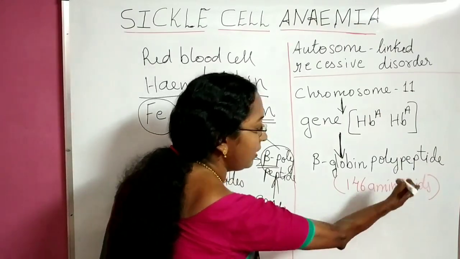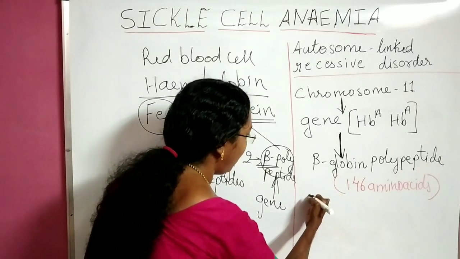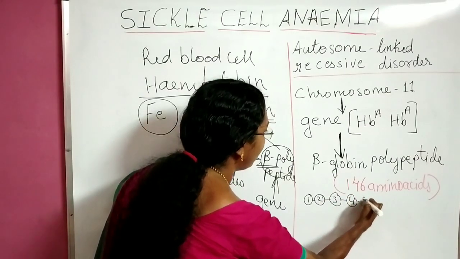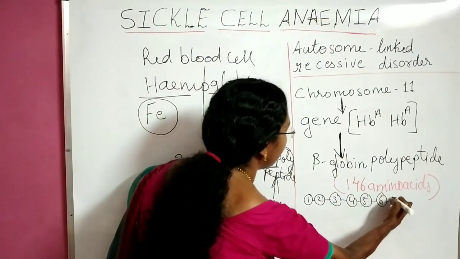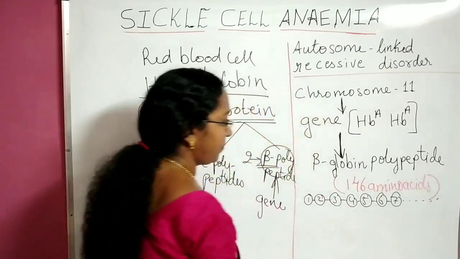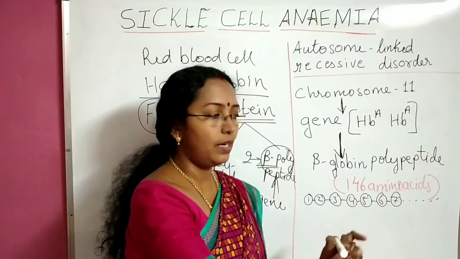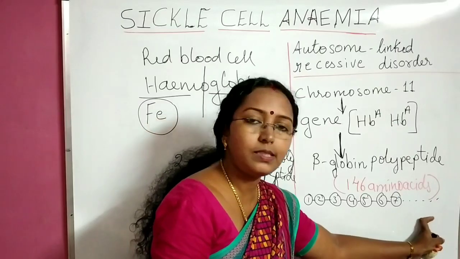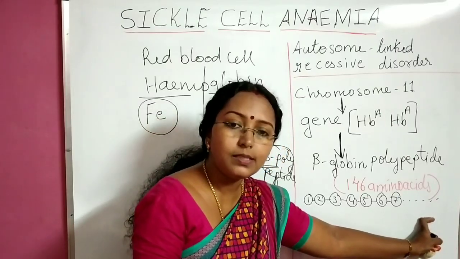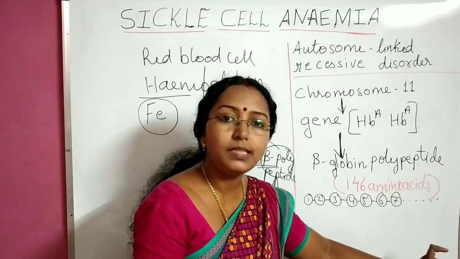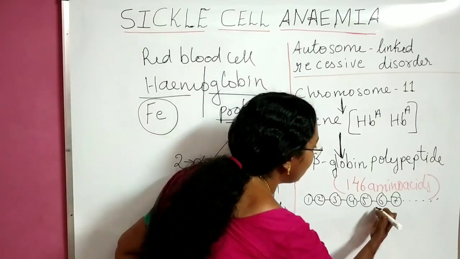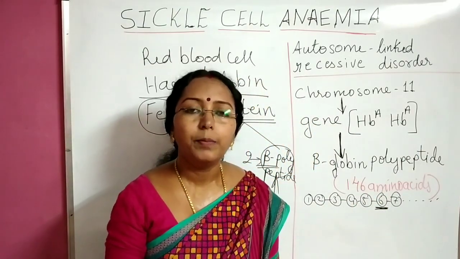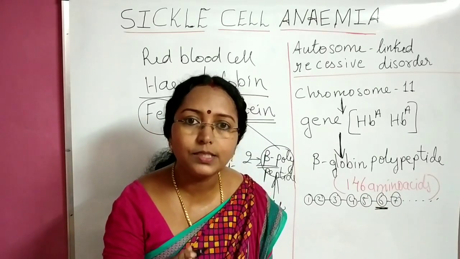I told you there are 146 amino acids. So amino acid 1 I am just putting like this. Amino acid 2, 3, 4, 5, 6, 7, like that it is going till 146. They are linked and they form this beta globin polypeptide. Among these 146 amino acids, just one amino acid is getting affected. Which is that amino acid? It is the amino acid in the 6th position. The rest of the amino acids are the same. But only in the 6th position the amino acid is getting changed.